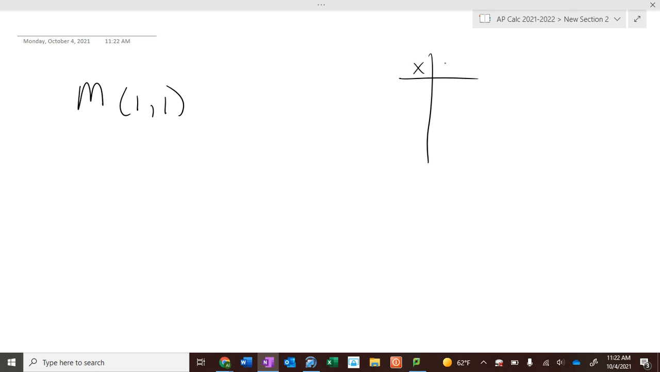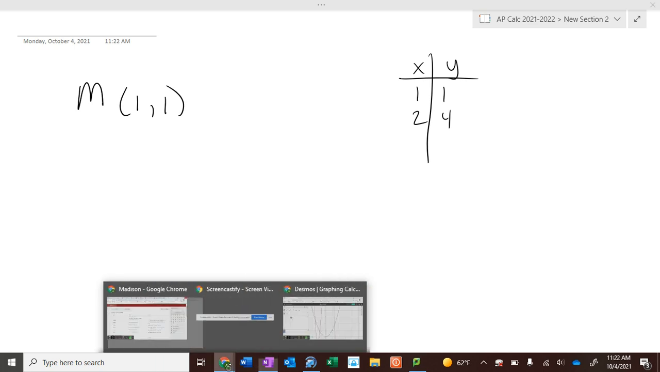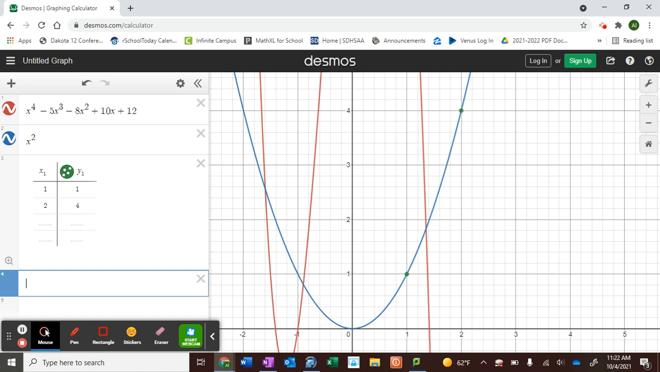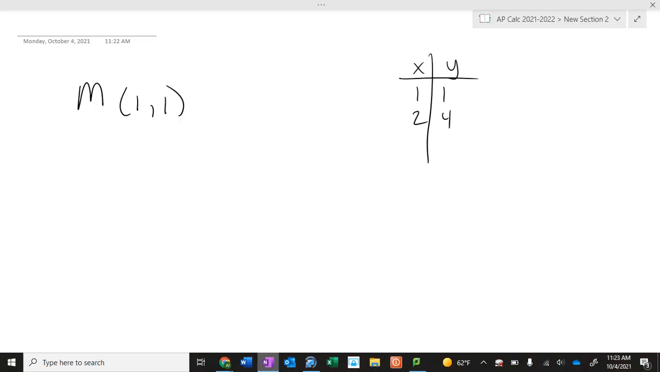So I'm going to go from (1, 1) to (2, 4), because those are 2 points on that blue line. Okay, let's go back to there. (1, 1) is this point. (2, 4) is this point. We're going to find the slope between those two. I'm glad you get that, Trey. So the slope between these two is 4 minus 1 over 2 minus 1, which is 3. Okay? Slope is 3.